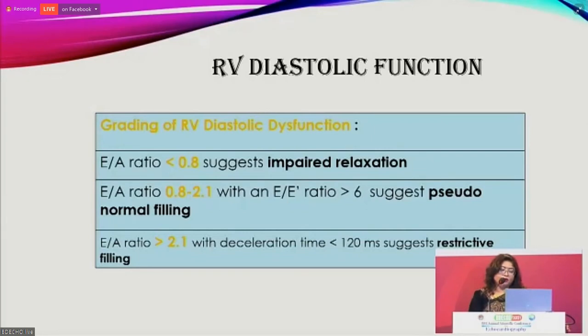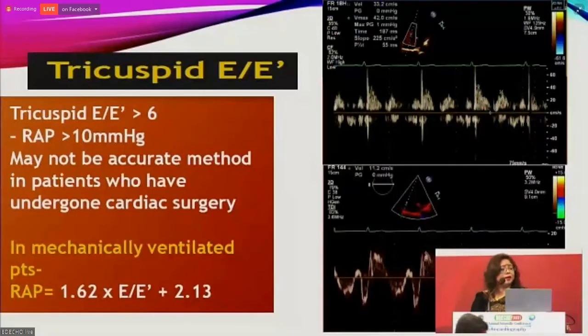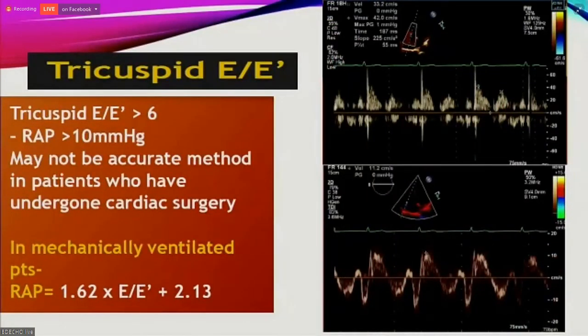E/A ratio 0.8 to 2.1 with E/E prime ratio more than 6 suggests pseudonormal, and E/A more than 2.1 with deceleration time less than 120 milliseconds suggests restrictive filling. It is similar to the left side. And another thing, tricuspid E/E prime more than 6 indicates raised RA pressure, that is, RA pressure more than 10 millimeter.